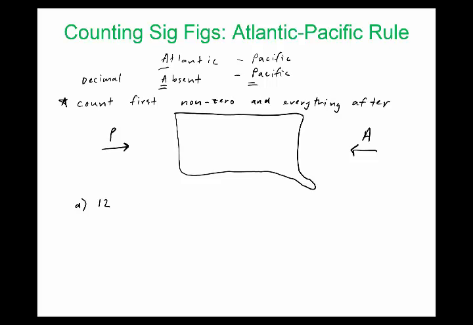So let's look at the number 12. Ask yourself, do you see a decimal point? Is the decimal point present? No, the decimal point is absent. So you begin counting from the Atlantic side, and you count the first non-zero. This is not a zero, so it counts. The first non-zero and everything after counts. So this number has 1, 2. So this number has 2 SigFigs. I write 2 SFs, 2 SigFigs.